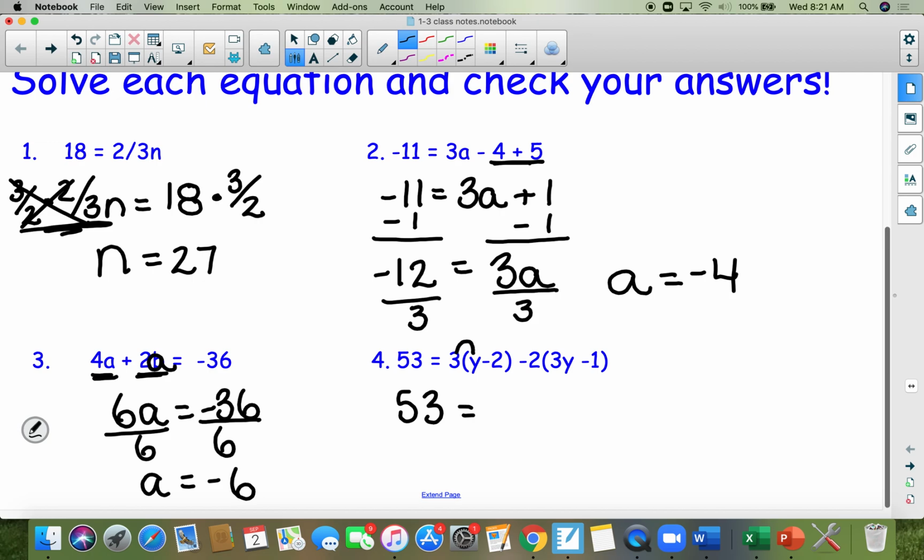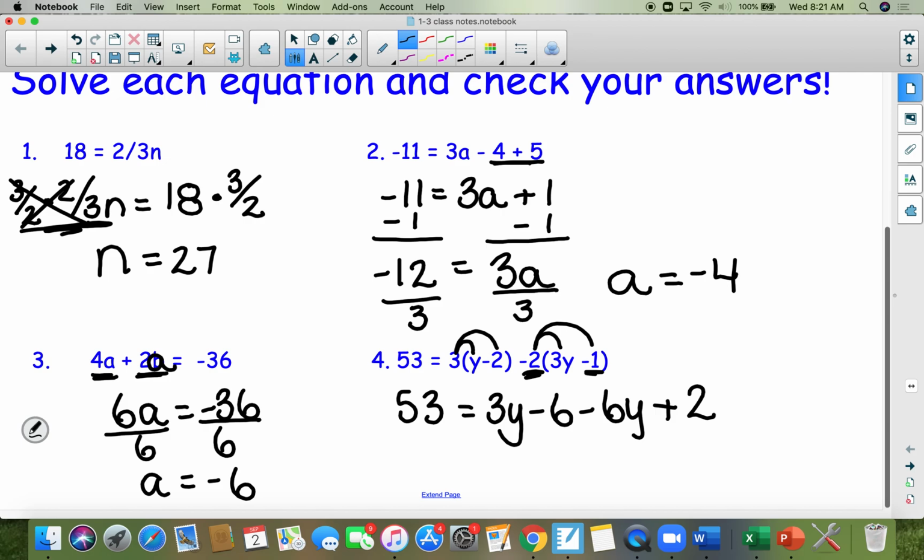3 times y is 3y. 3 times a negative 2 is a negative 6. I'm going to do the distributive property again. A negative 2 times 3y is a negative 6y. And now be very careful with this next one. A negative 2 times a negative 1. A negative 2 times a negative 1 equals a positive 2. Be careful with that. That's what gets kids in math, those negative and positive signs. If you go too fast and you make a mistake, it could change everything in the problem.